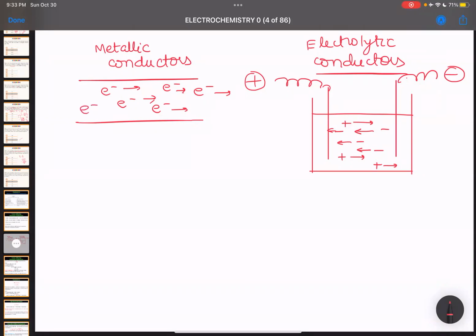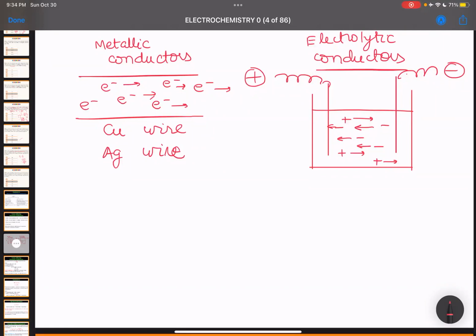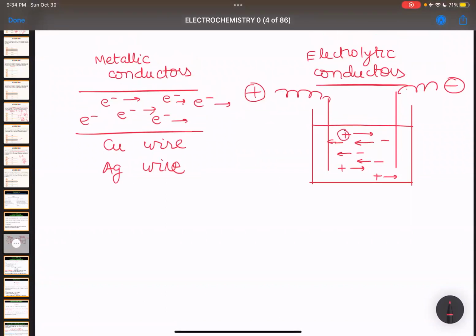But in a metallic conductor, like a copper wire or silver wire, the current movement is because of the movement of electrons. But in electrolytic conductors, it is because of the movement of the ions, right? And how quickly ions can move through the solution will increase its conductance or current carrying capacity.